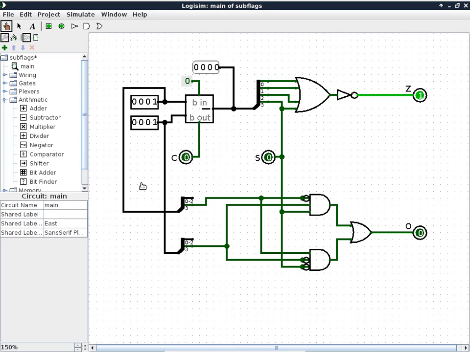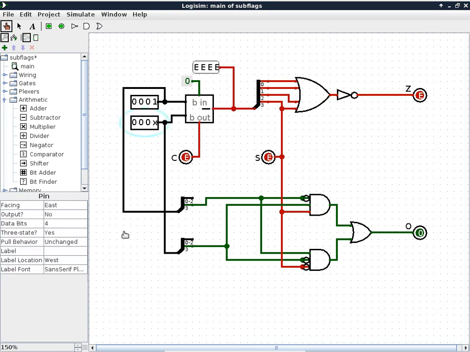Nope. Okay, that's good. 1 minus 0 is a 1. Should we be overflowing? Nope. How about 0 minus 1? Should it be overflowing? Nope.